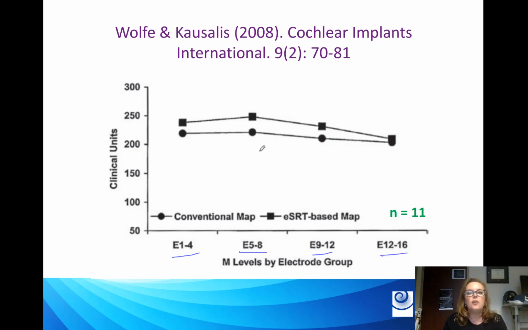What they did was create conventional behavioral maps, determining upper limits or M levels for the patients using just standard behavioral measures of loudness growth ratings. And then they measured ESRT maps. What you can see is that the ESRT maps, the squares, tend to be set slightly higher than the behavioral maps. For most of the array, they were much closer in the basal cochlea.